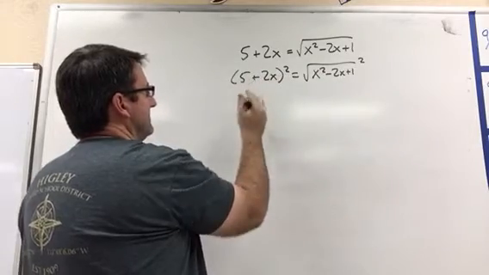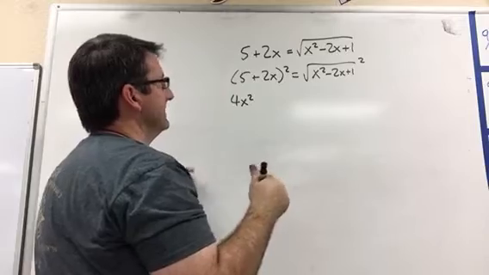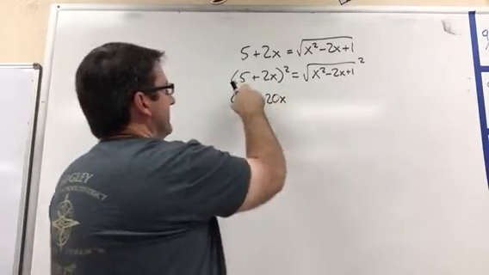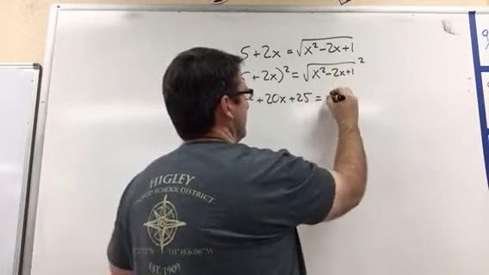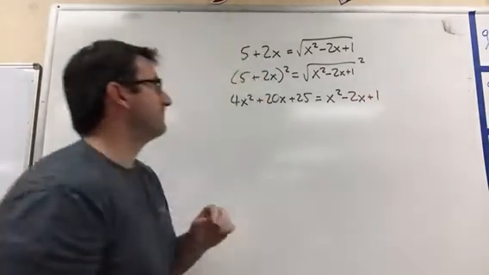So 2x times 2x is 4x squared. 5 times 2x is 10x. We're going to have 2 of those, so this is 20x. And then 5 times 5 is 25. On the other side, as I said, we're just going to be left with x squared minus 2x plus 1.